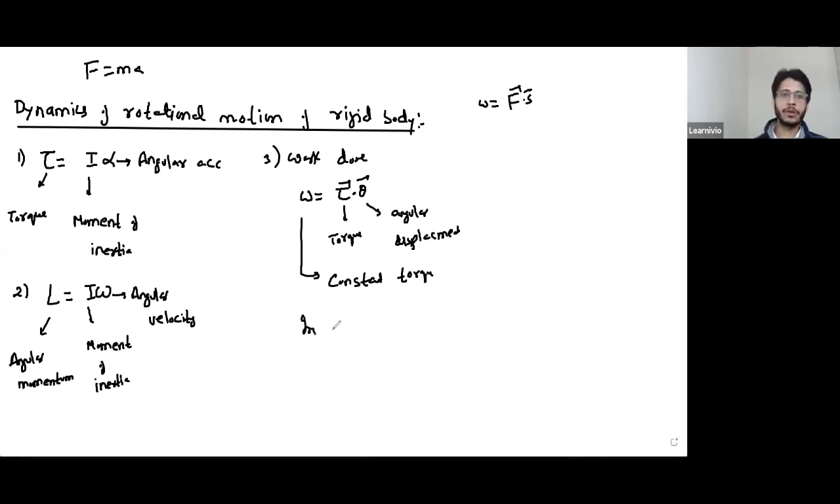In case of variable torque, you will integrate it. If you have a variable torque, then your work done comes out to be the integral of tau dot d theta. You will integrate it from some initial to final limit. After work done, you have kinetic energy.